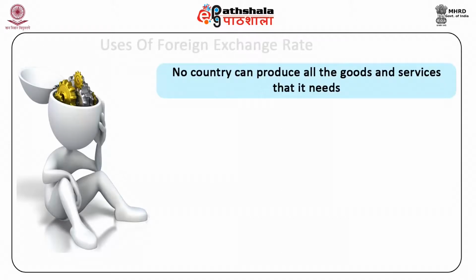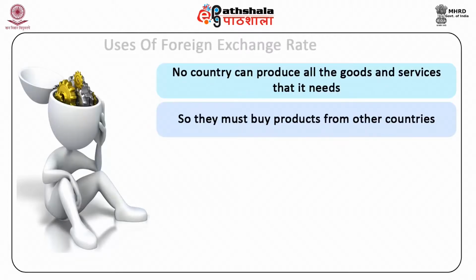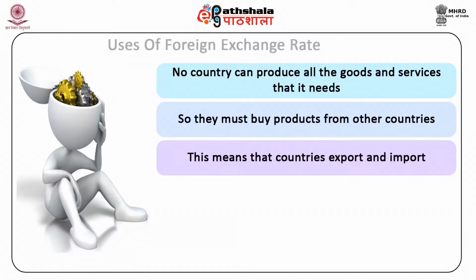Next, we will be discussing the uses of foreign exchange rates. No country can produce all the goods and services that it needs, so they must buy products from other countries. This means that countries export and import. Imports are products or services that are brought into the country having been produced in another country. Exports are products or services that are produced in one's own country but are sold to customers in foreign countries.